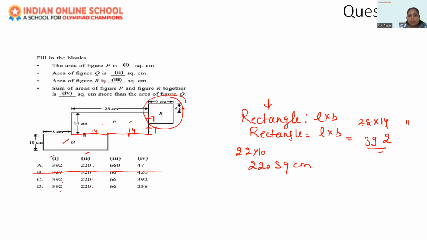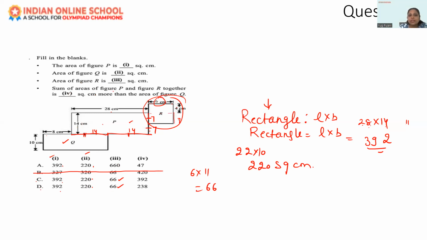Now I'm talking about the R option. What is R? This is 6, this is 4, and this is 7. So 4 plus 7 is 11, and this is 6. So 6 into 11 is 66. So 66 is here and here. So out of C and D, one will be my answer.